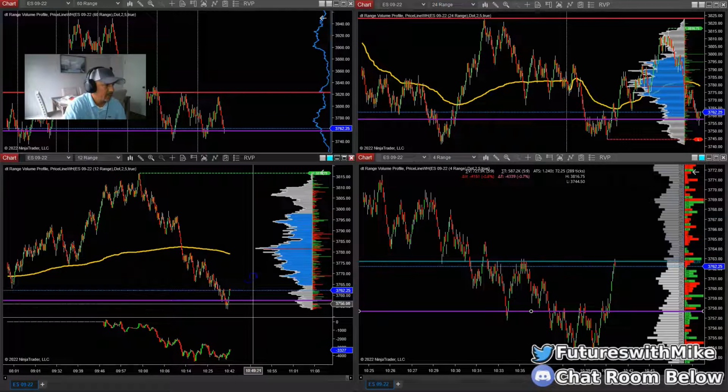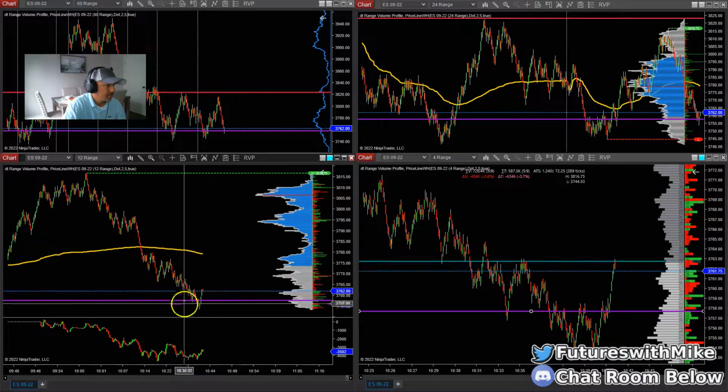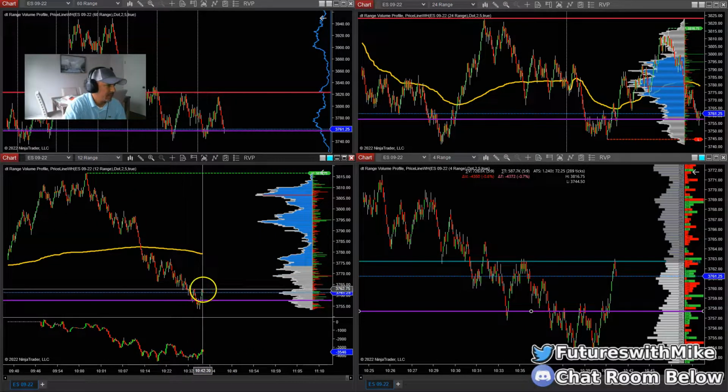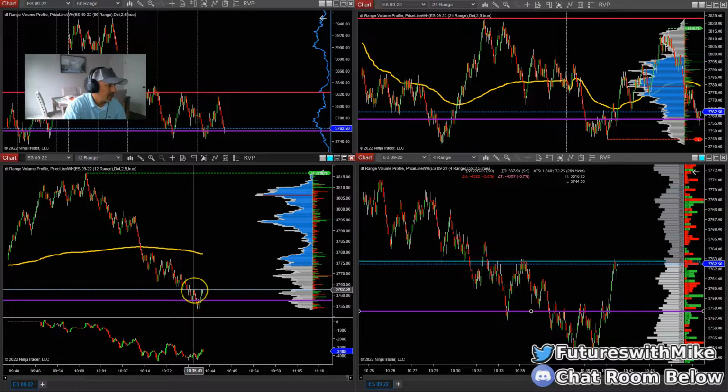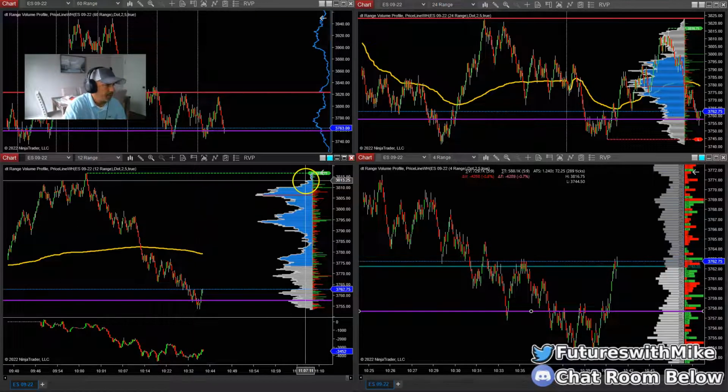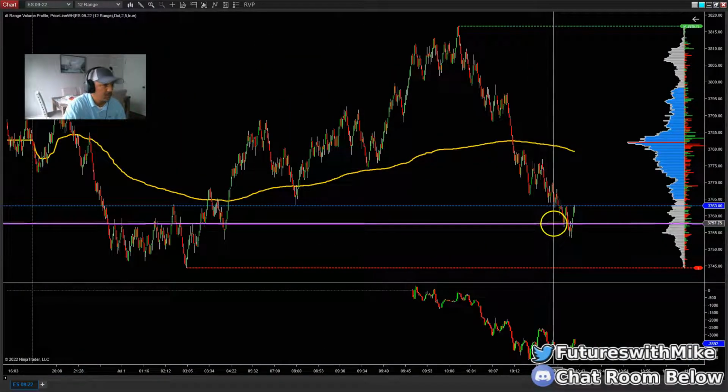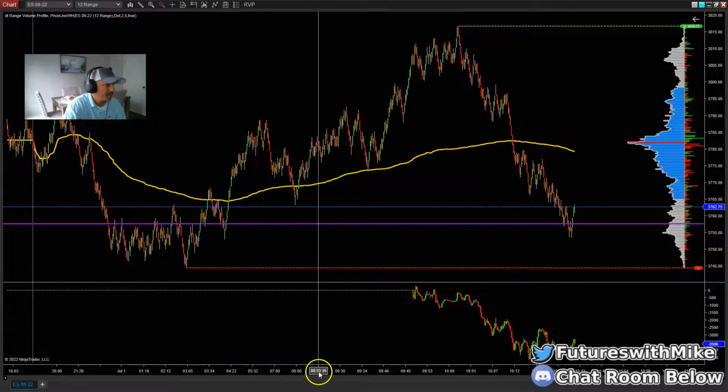Looks like the market may be trying to push higher. This is going to break this area here. Let's pull back to this little high right here, off the 12 range. So it's going to break structure back to the upside.